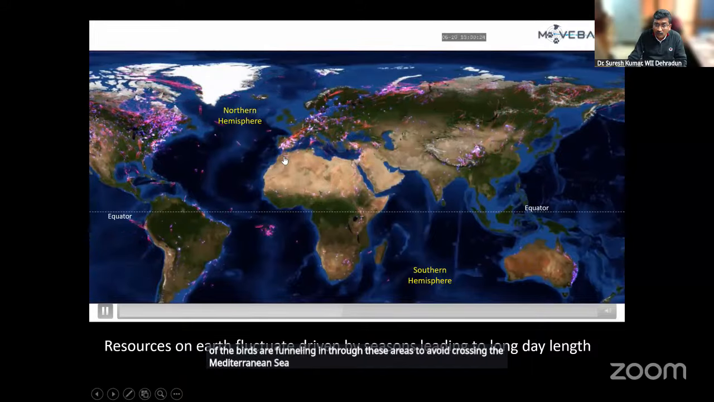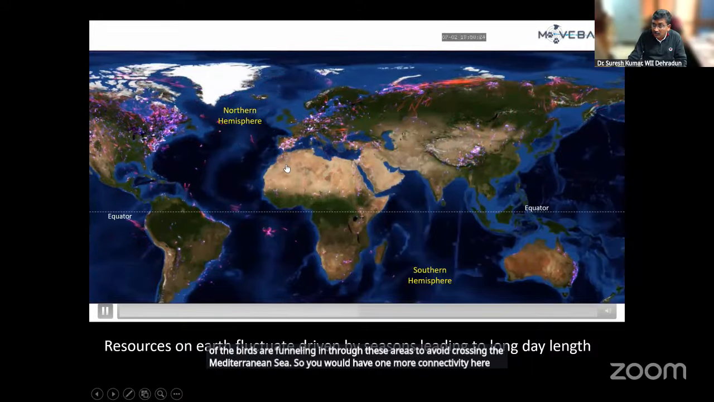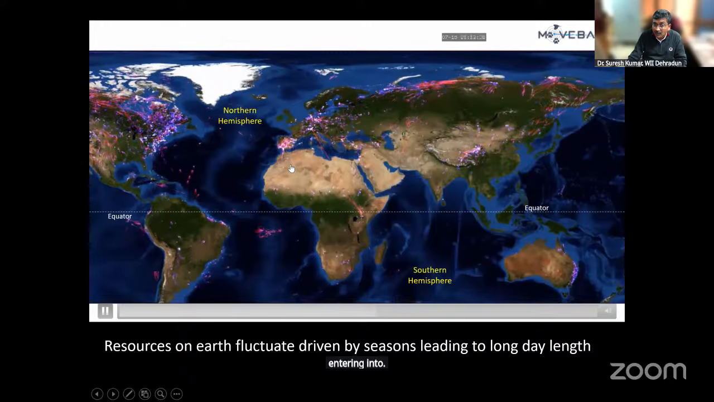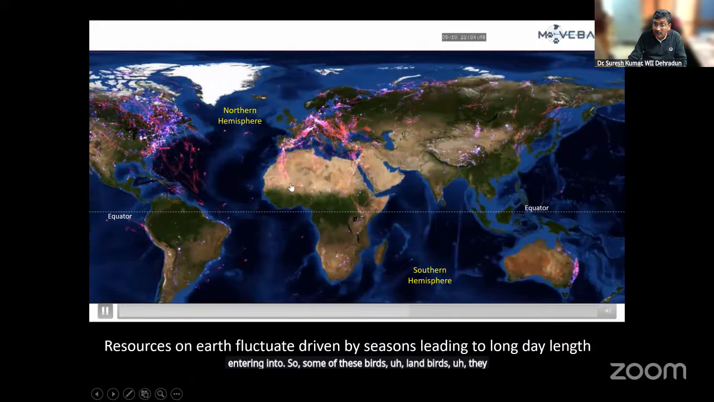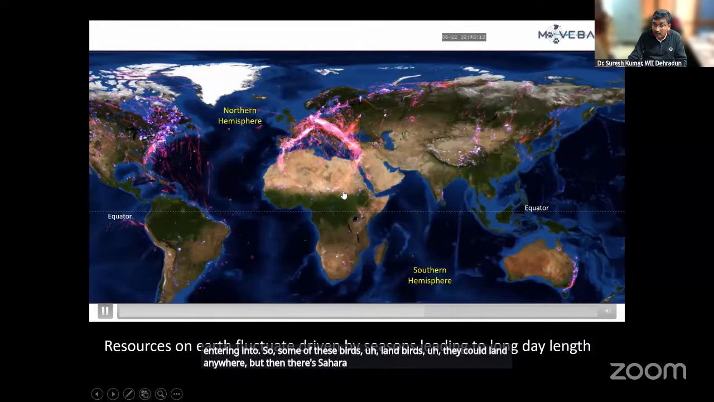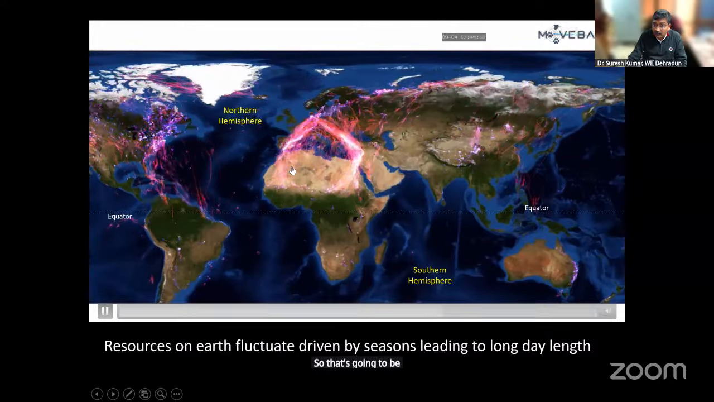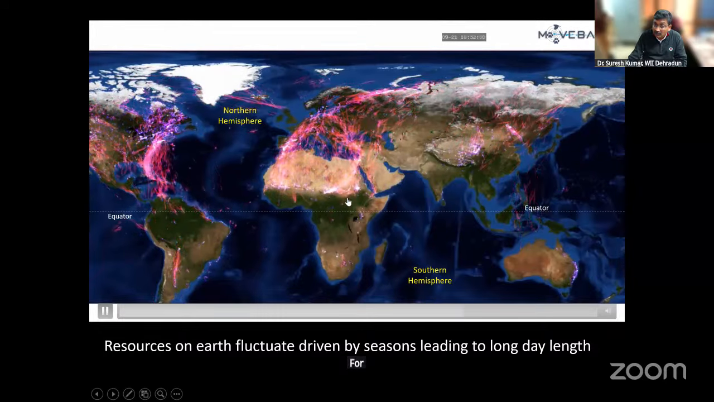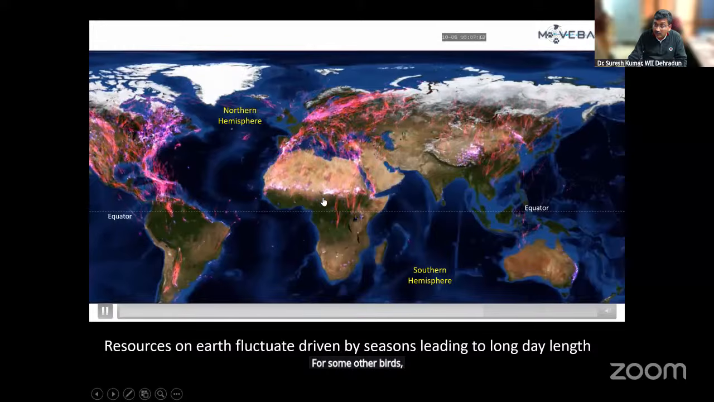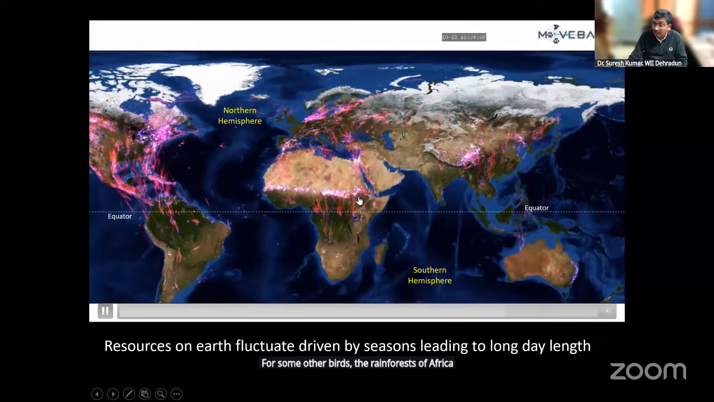So you would have one more connectivity here via Gibraltar. So some of these birds, land birds, could land anywhere, but then there is the Sahara Desert here. So that's going to be a barrier when they take non-stop flights over this. For some other birds, the rainforest of Africa is actually a barrier.